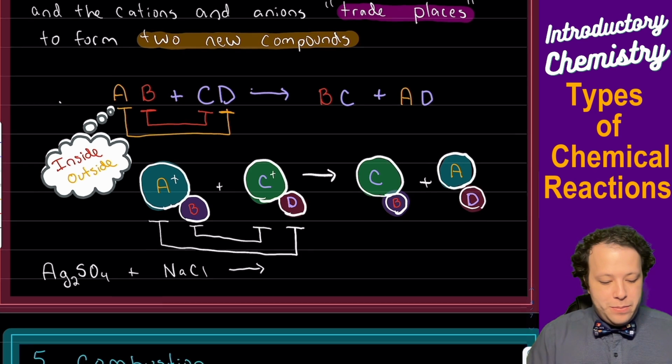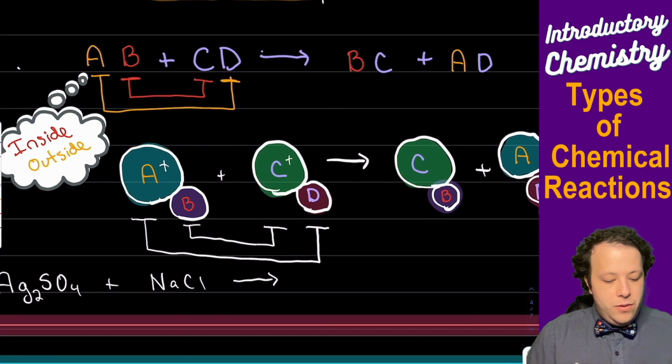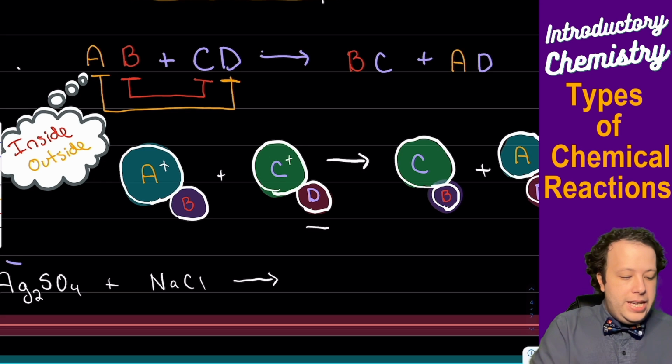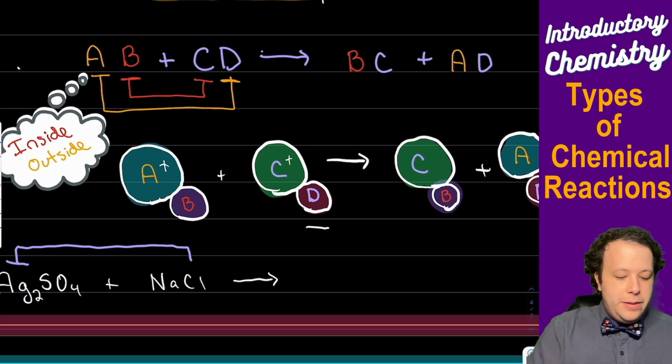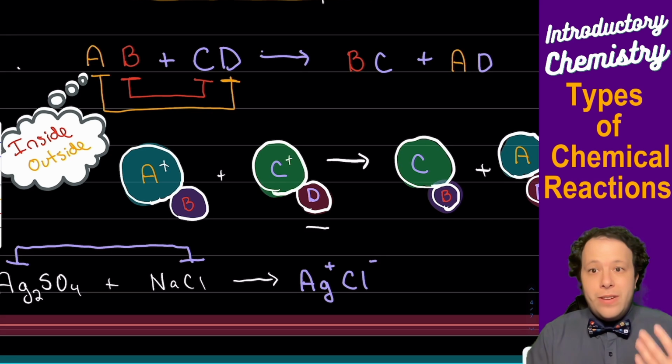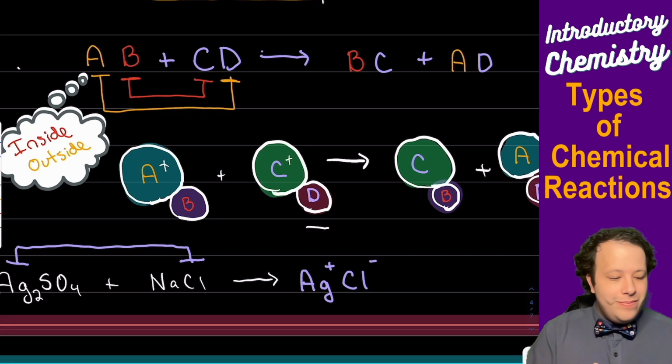From this particular example, we're going to be trading our inside and our outside. So we're going to be taking our silver, and that's going to be bonding to chlorine. Why don't we write that over here? So AgCl. We'll write our charges to make sure everything's balanced. In this case, we see silver has a +1 charge, chlorine has a -1 charge. So you have to look at your periodic trends.